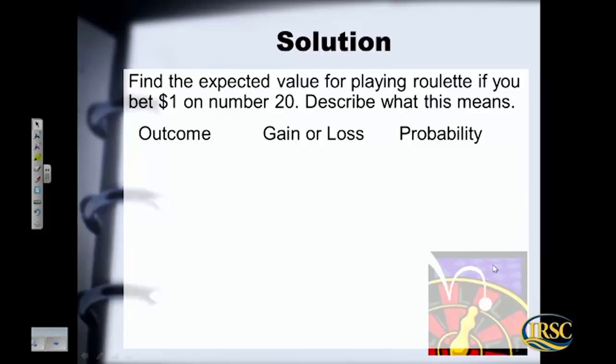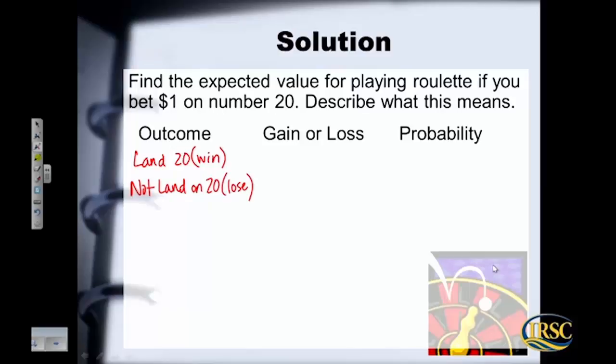All right, so you bet $1 on the number 20. What could possibly happen? Okay, I heard you could win or you could lose. Right, so there are two outcomes in this. It can either land on 20 or not land on 20. So land on 20, you win. Not land on 20, and you lose.